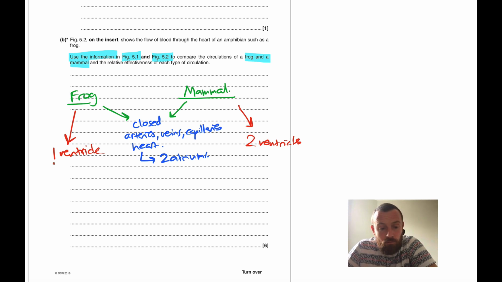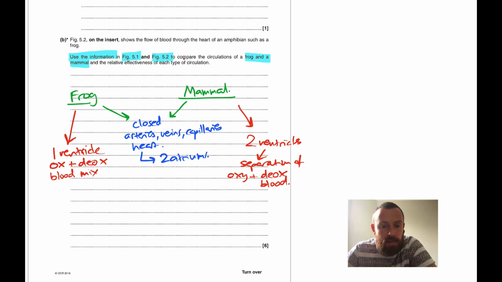So we have oxygenated plus deoxygenated, I'm writing in shorthand here. Oxygenated plus deoxygenated blood mix in the ventricle, which is weird. And here we have a separation of oxygenated plus deoxygenated blood. So that's really comparing the circulations. Okay, so that's the first part. And I think that's probably worth about 4 marks, what we said.